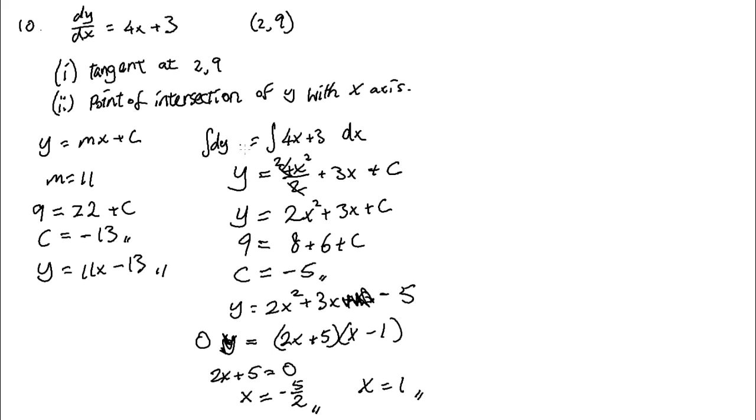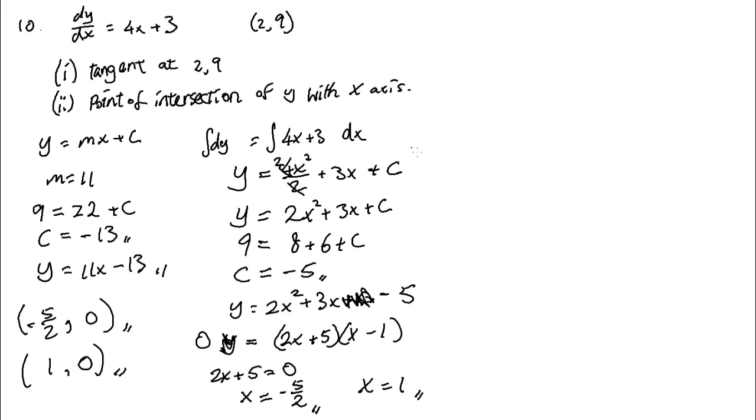Now, this is not sufficient, and so we need to actually write down the coordinates of the points. So when x is minus 5 halves, y is 0. This is the first point, and the second point is (1, 0). So this will give you 2 marks for the answer.